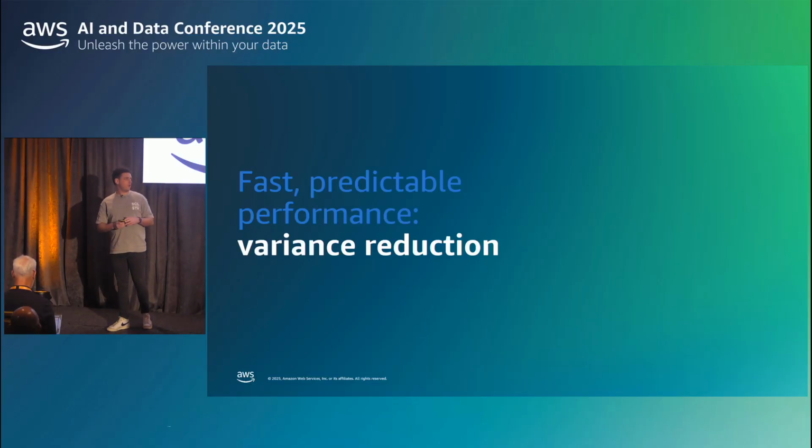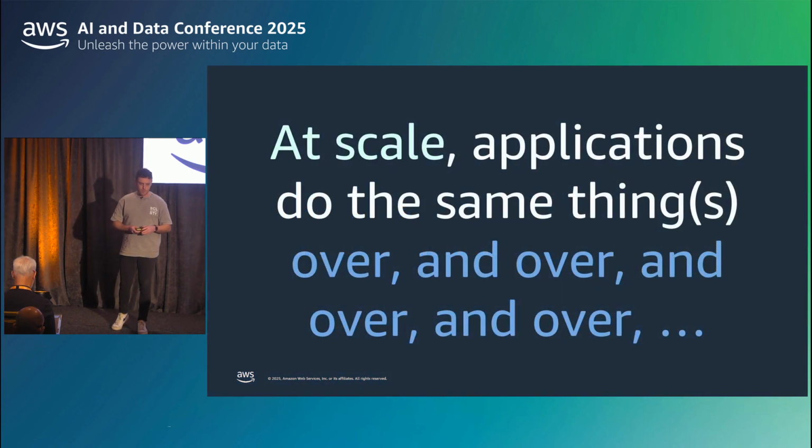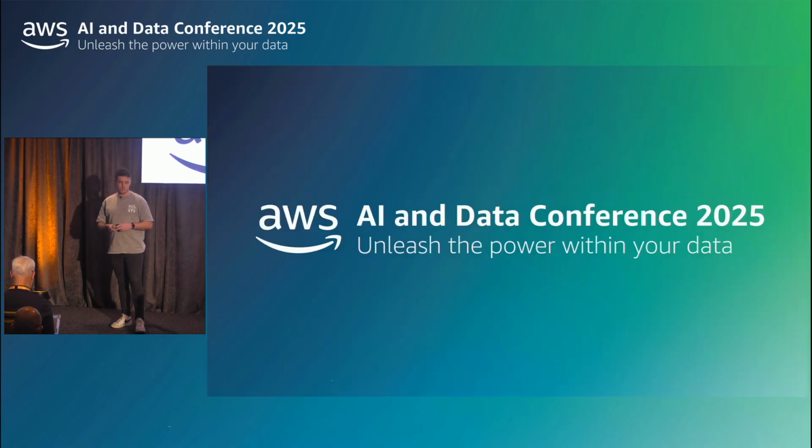Joe talked about how DynamoDB is a distributed system and some of its key capabilities. Aman talked about how it achieves high availability. But I want to discuss with you why customers really choose to use DynamoDB. And the real reason is predictable performance. Joe talked about this again, that applications at scale do the same things over and over.